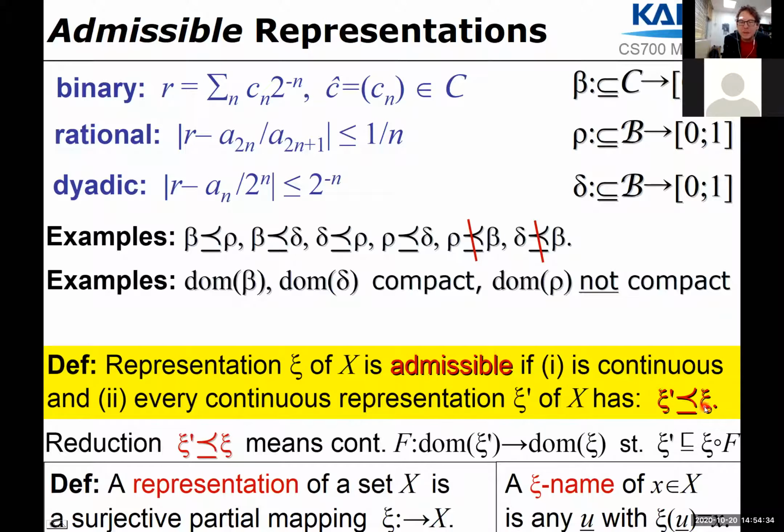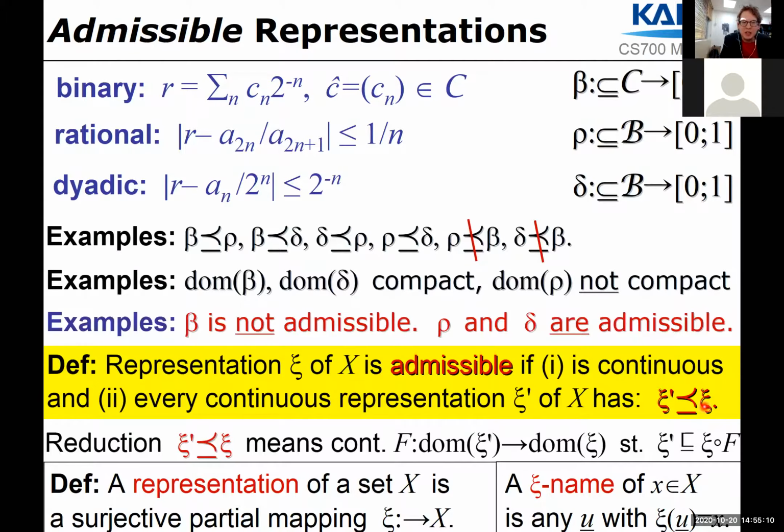So this seems like a categorical property of spaces with a partial pre-order. Consider the maximal elements of this space, here the space of representations, and these seem to be interesting objects, categorically speaking. Okay, so let's now have a look again at our three example representations for single real numbers with respect to their admissibility as a third criterion.